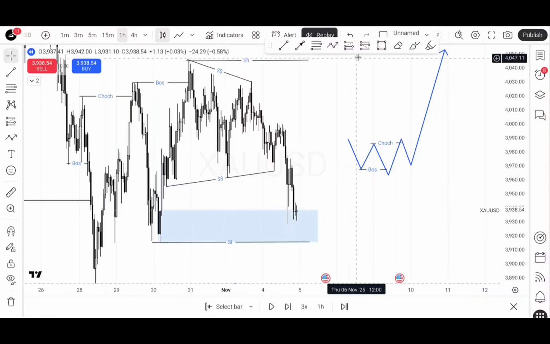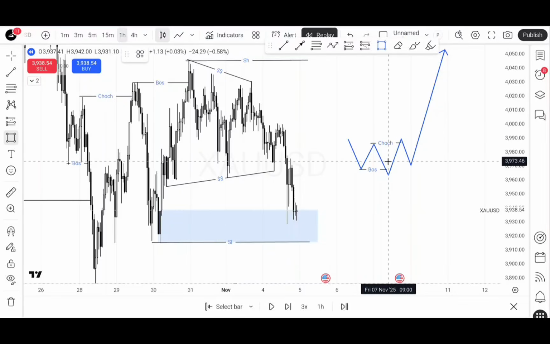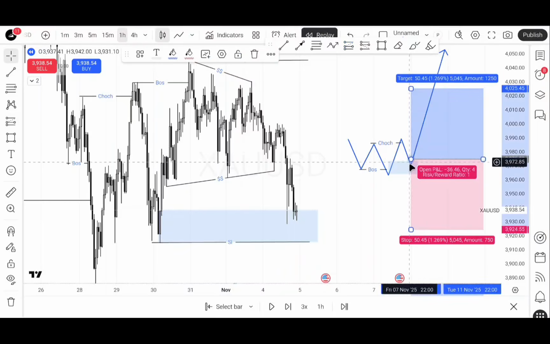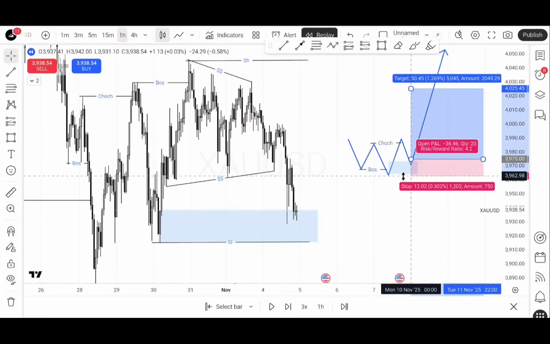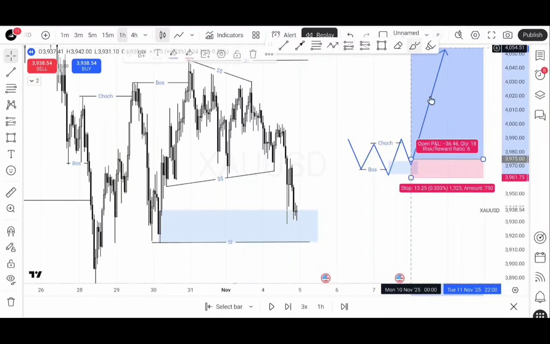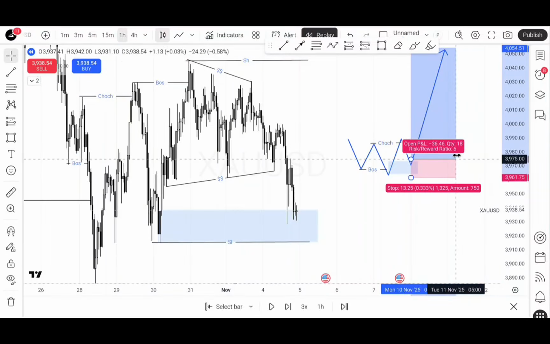Then after the change of character, I want to see an order block in a certain level of support. Then after that, I want to look at taking buys from this place here. So this is basically what I want to see. It's more of a head and shoulder pattern, right? So this is exactly what I'm looking for.